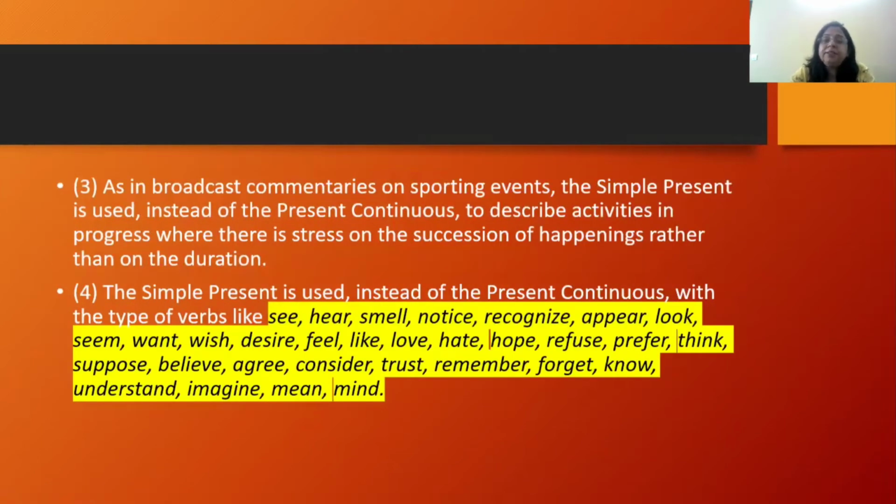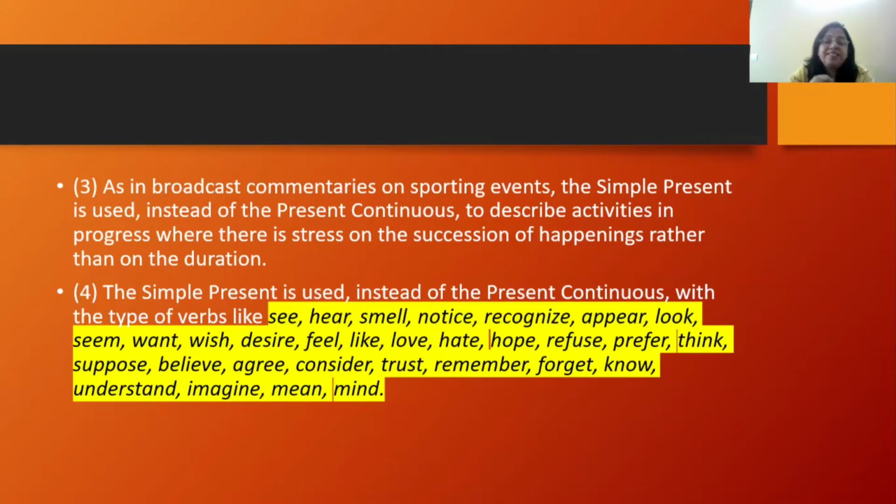As in broadcast commentaries on sporting events, the simple present tense is used instead of present continuous tense to describe activities in progress, where there is stress on the succession of happenings rather than on the duration. The simple present is used instead of present continuous with this type of verbs.